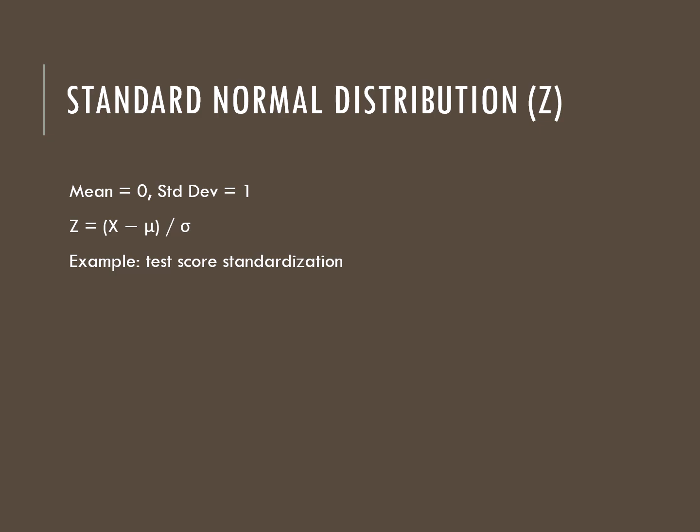The standard normal distribution is a special case of the normal distribution. Its mean is 0 and its standard deviation is 1. Any normal random variable can be converted into a z-score. This allows us to compare values from different distributions. For example, we can compare test scores from different exams using z values.